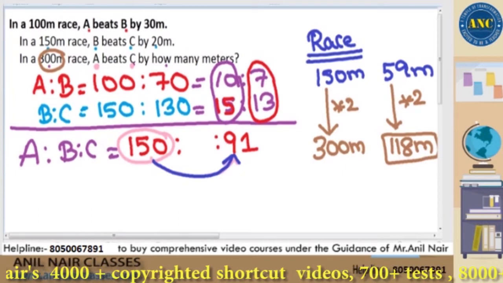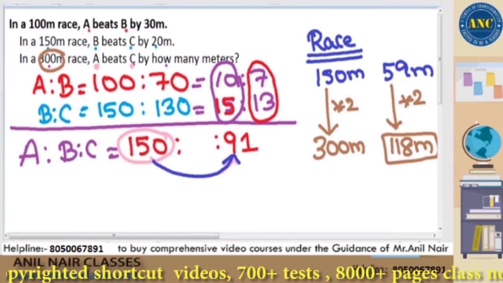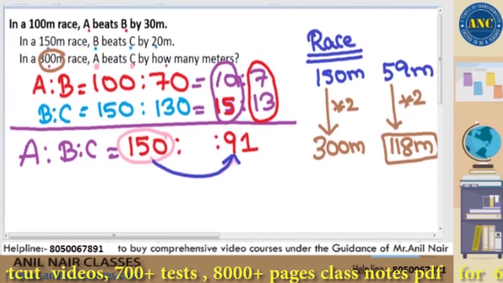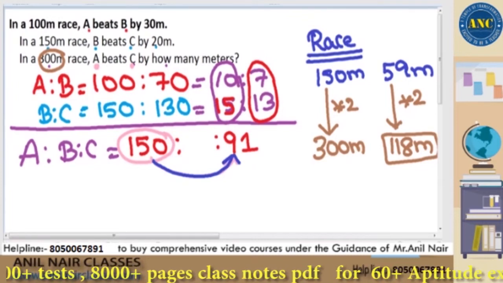I hope everyone is clear. Rocking Raj, if it is a 100 meter race, sir, find it proportionately. That's the only difference.